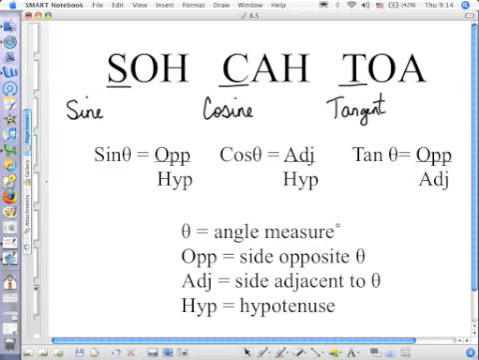In this first equation, you see sine and then this little symbol. This symbol is the Greek letter theta. Theta is our angle measure. It's a designated angle measure. The 90 degree angle will never be theta. It has to be one of the other two. The sine of theta is equal to opposite, which is the side opposite that angle, over the hypotenuse. And the hypotenuse is always the longest side. The hypotenuse will never be the opposite. The hypotenuse will never be the adjacent. The hypotenuse is the hypotenuse.